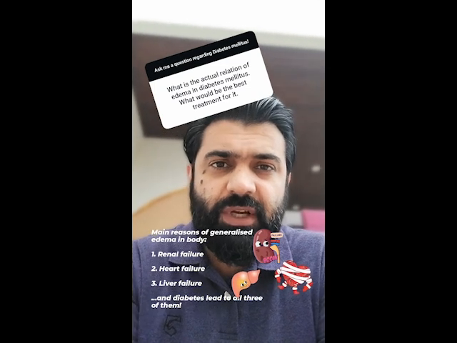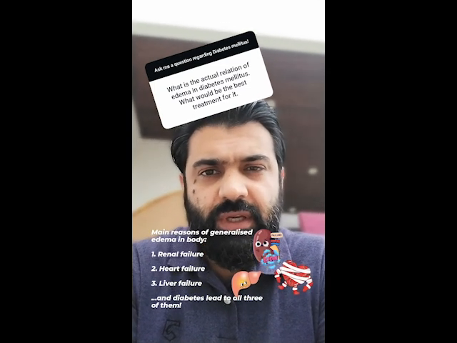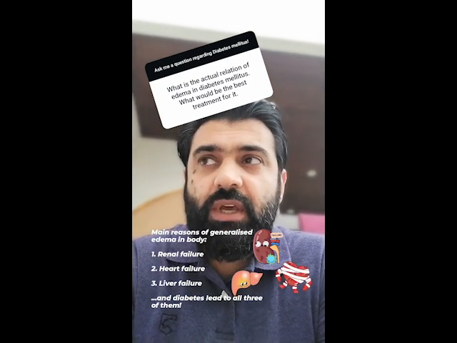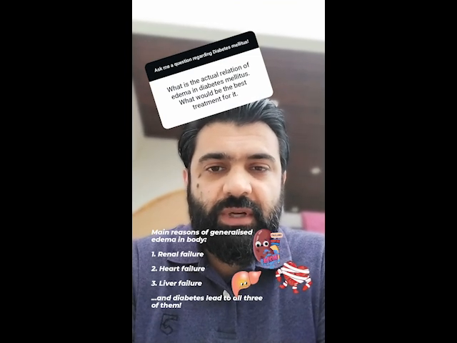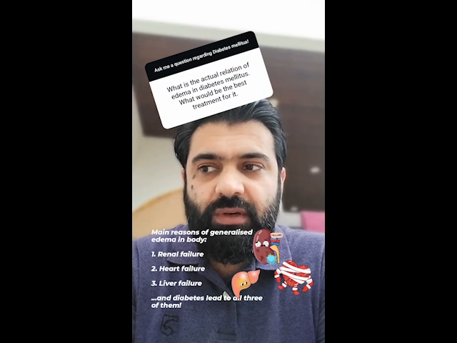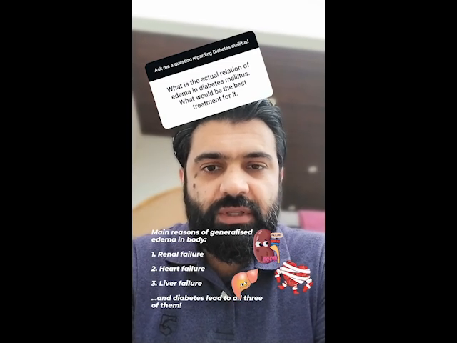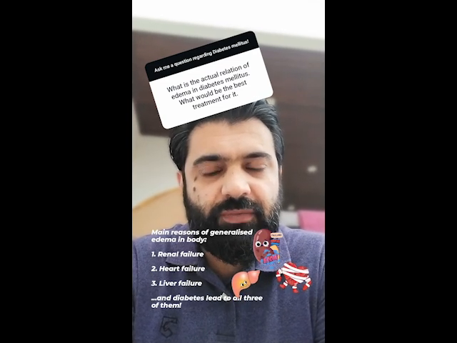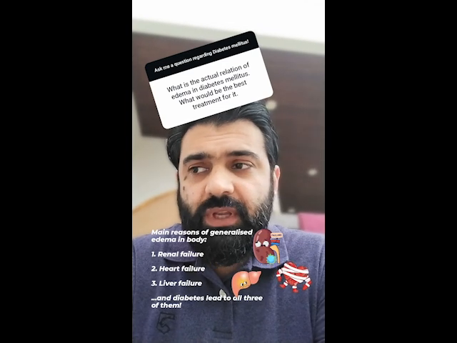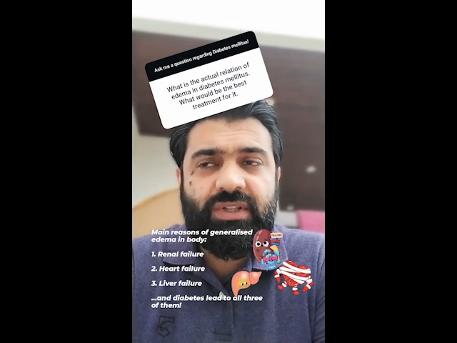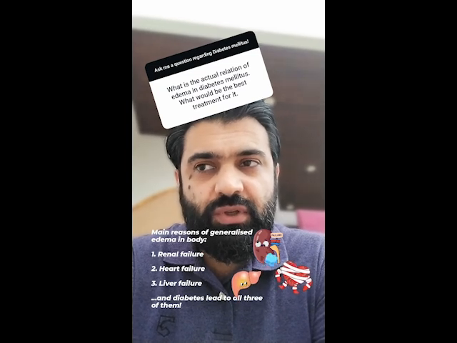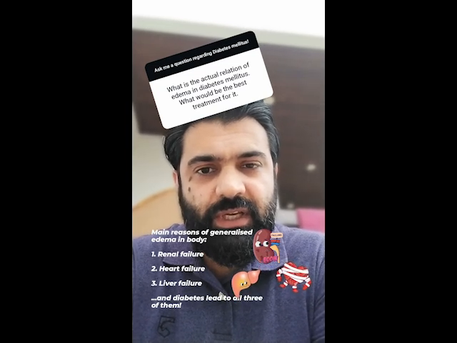There are multiple pathways which contribute to generalized edema in patients who have diabetes. For example, in prolonged hyperglycemia, there could be target organ damage, especially kidney failure, heart failure, and it can even affect the liver as well. So whenever these three organs are damaged, you will end up with generalized edema: kidney, heart, liver.